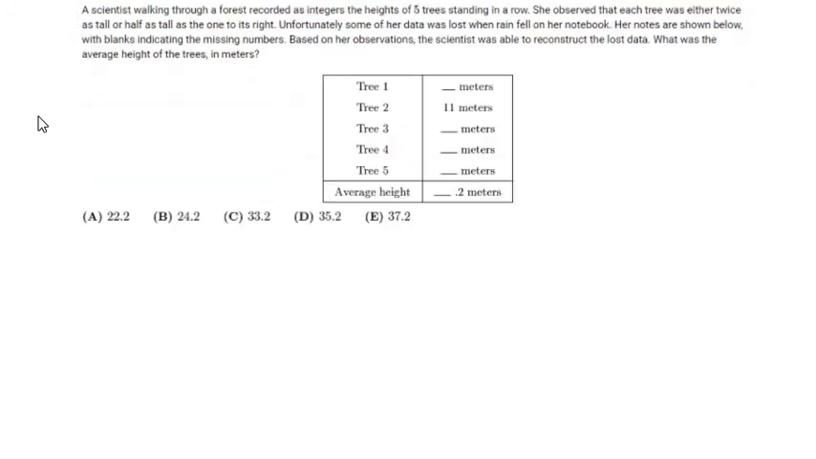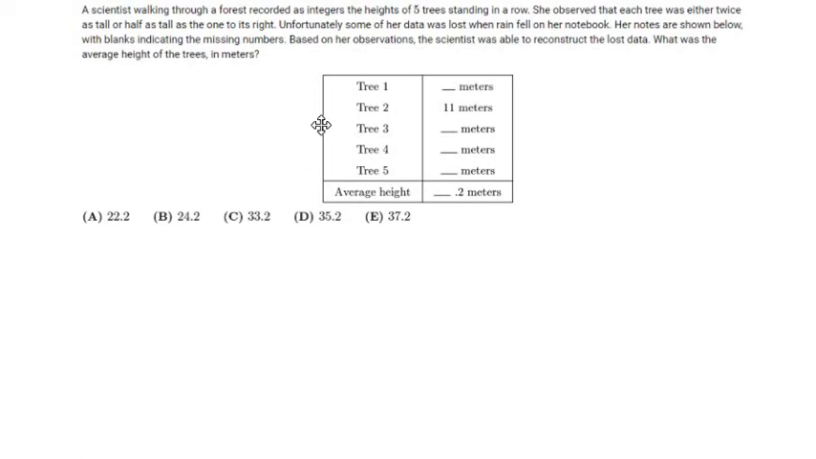Now let's go on to the last and final problem. A scientist walking through a forest recorded as integers the heights of 5 trees standing in a row. She observed that each tree was either twice as tall or half as tall as the one to its right. Unfortunately, some of her data was lost when rain fell on her notebook. Her notes are shown below, with blanks indicating the missing numbers. Based on her observations, the scientist was able to reconstruct the lost data. What was the average height of the trees in meters?